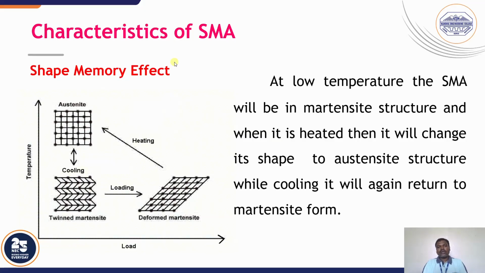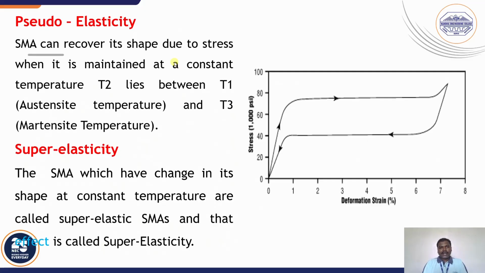So that's why it is called the shape memory effect. Next characteristic, pseudo elasticity. Pseudo elasticity means the SMA material has a high elastic behavior. In this elastic behavior, you can classify it into two types: one is pseudo elasticity and the other is super elasticity.